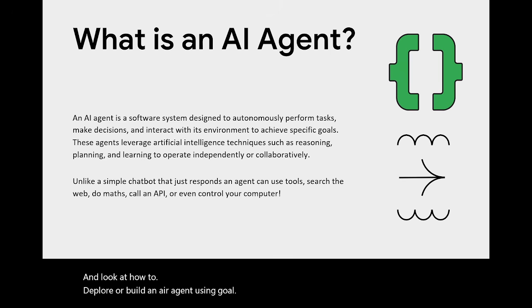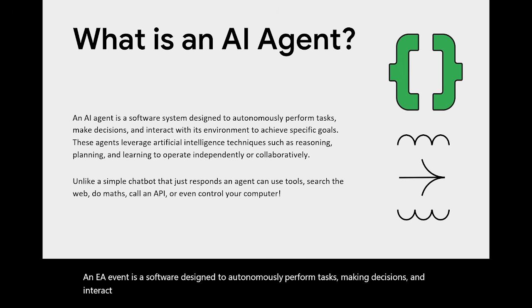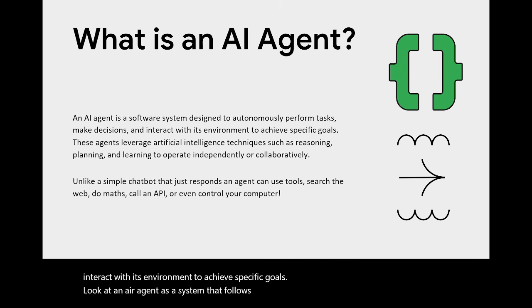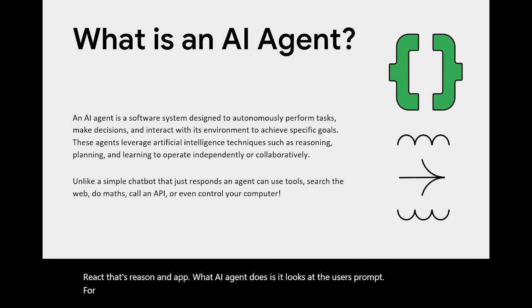An AI agent is a software designed to autonomously perform tasks, making decisions, and interact with its environment to achieve a specific goal. Look at an AI agent as a system that follows the framework called ReAct, that's reason and act. What an AI agent does is it looks at the user's prompt or the input. It reasons, it goes through it, understands it, and then it acts upon that request.